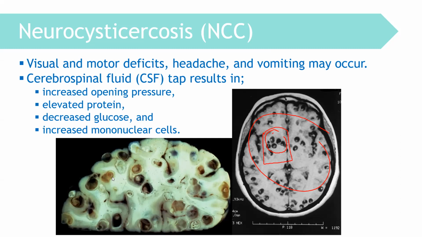CSF can also be used as a sample of choice for the detection of cysticercosis, particularly neurocysticercosis. Once you have a lumbar puncture between the fourth or fifth lumbar vertebrae, there is high pressure, elevated protein, low glucose, and increased mononuclear cells.